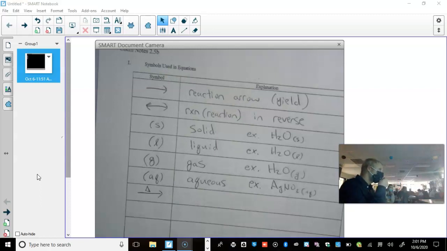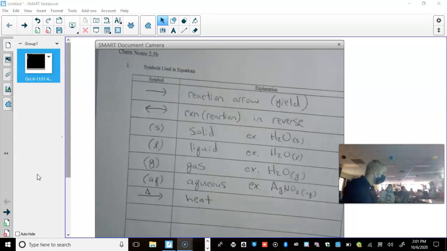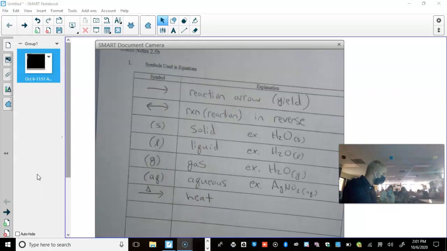All right, if you have a reaction arrow with a triangle above it, it means heat is required for the reaction to occur. None of this factors into balancing.